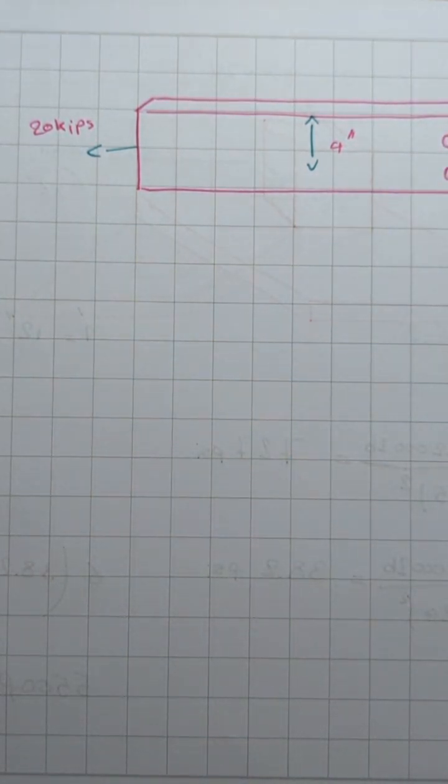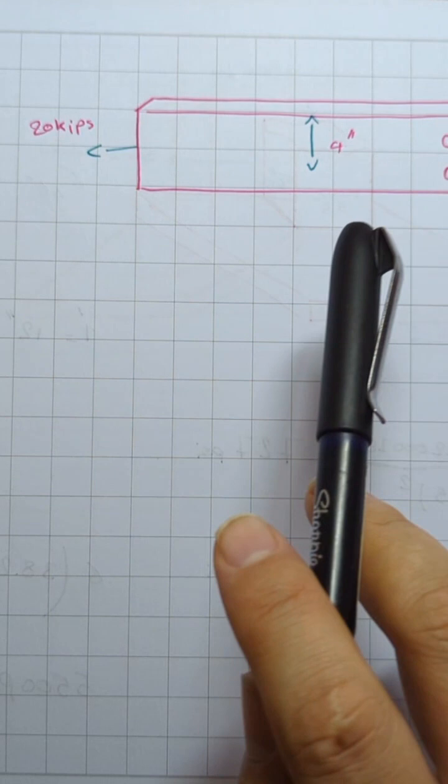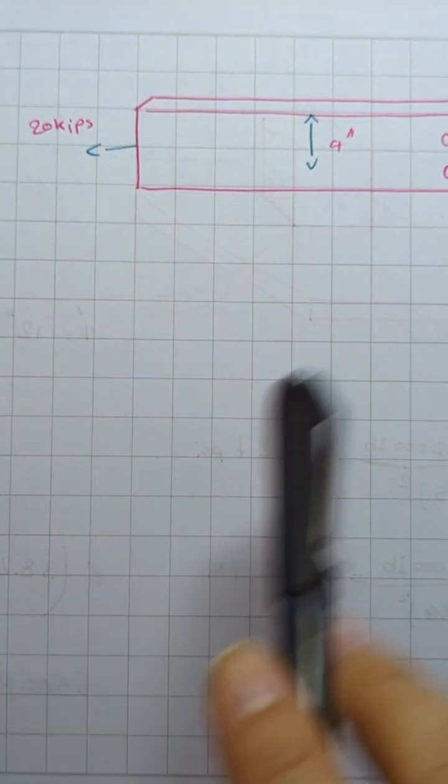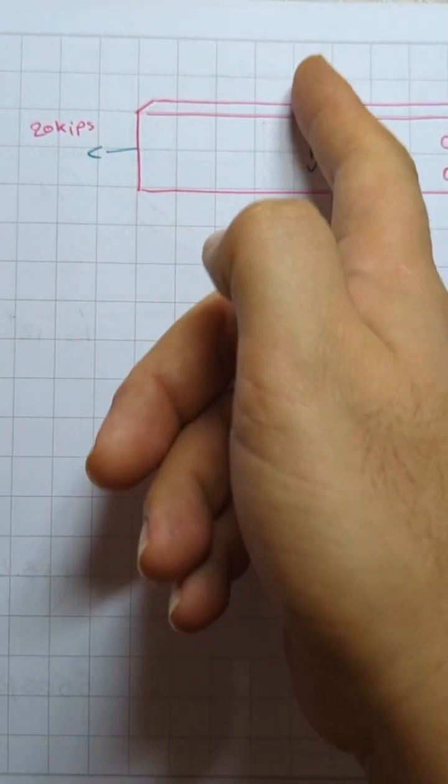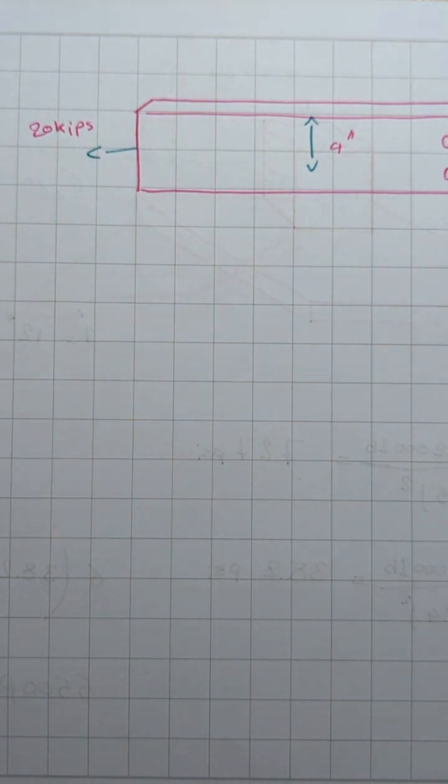So example 9.6. A flat steel bar half an inch thick and 4 inches wide is subject to a 20 kip tensile load. Two 3/4 inch diameter holes are located as shown in figure 9.7a. Determine the average tensile stress at section AA and section BB. So this is section AA and this is section BB. And neglect the stress concentration adjacent to each hole.